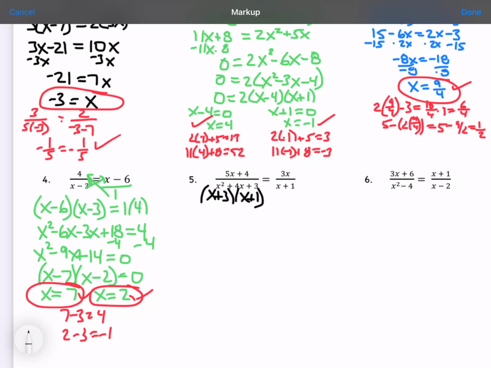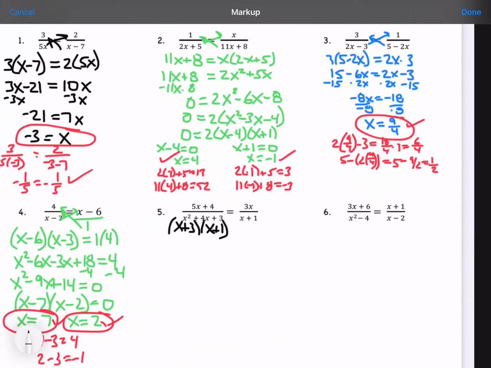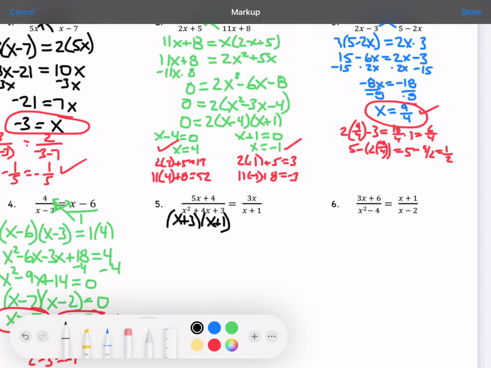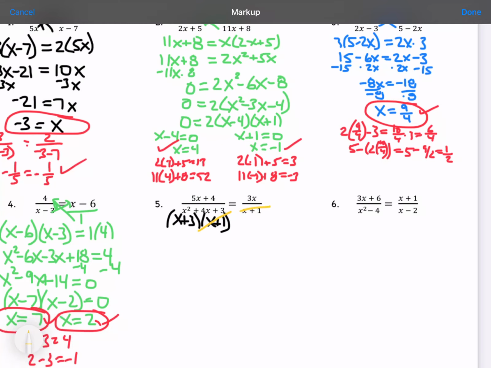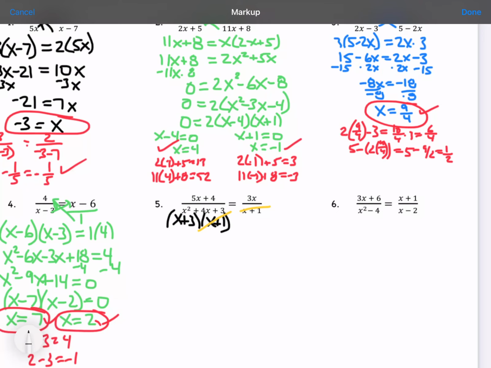All right, so now if we look back up at the top, if we have denominators that are equal to each other, cross them out. So what that means is cross out the x plus 1s. Does everybody understand? When you have common parts of your denominator, cross them out. So we get rid of both x plus 1s. This is only when we're solving. We get rid of both x plus 1s, and now we can cross multiply.